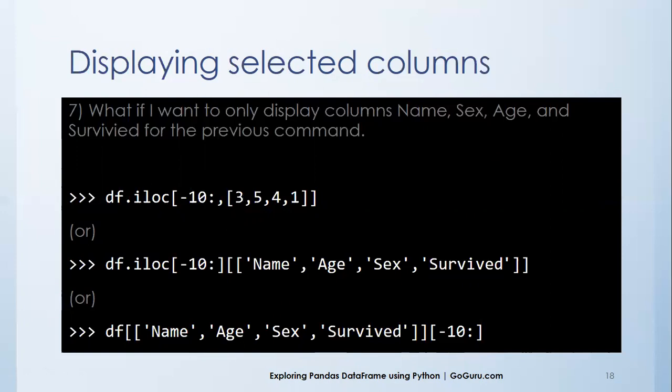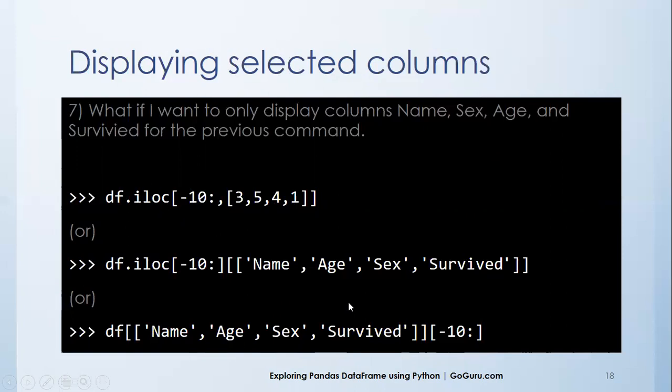This is the command, and there are several ways to accomplish the same thing. If you are not sure about the column names, then you can give the column numbers. But if you are aware of the column names, then you can use the below command. It gives the column names directly, like name, age, sex, and survived.